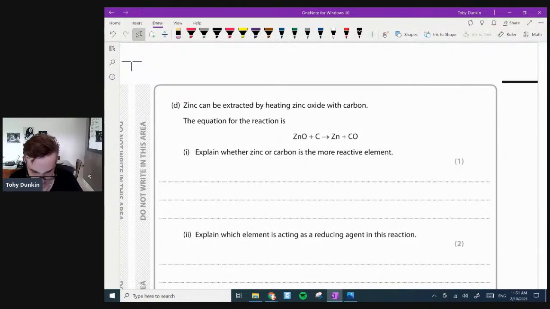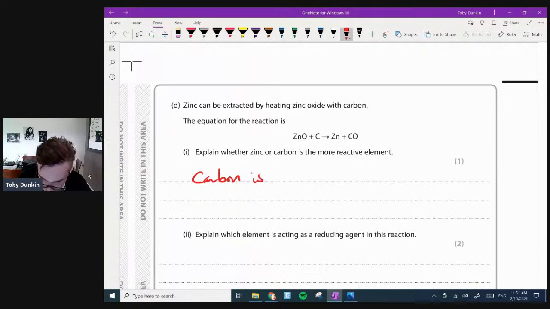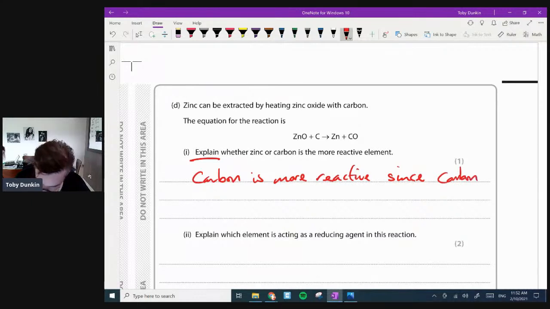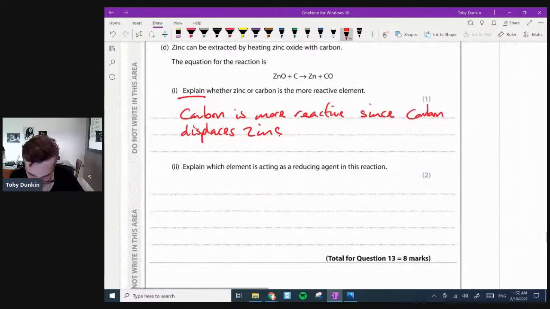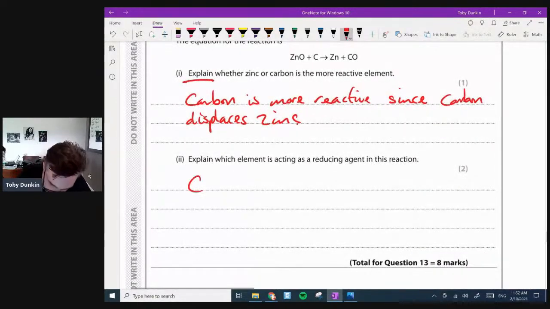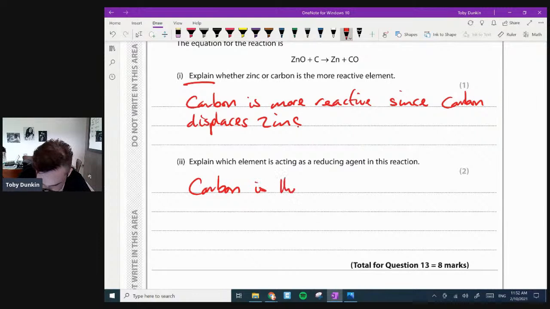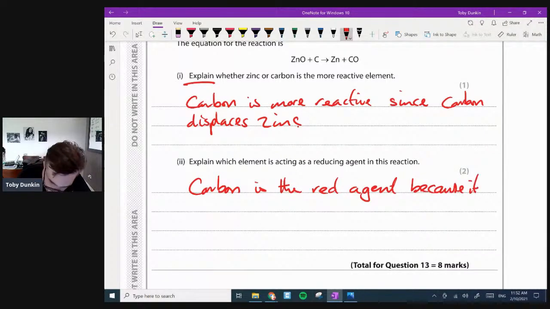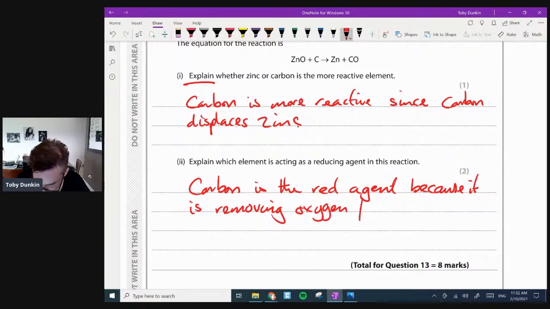Zinc can be extracted by heating zinc oxide. Explain why zinc or carbon is more reactive. Carbon is more reactive, 1 mark. Carbon is more reactive, but it says explain. More reactive since carbon displaces zinc. We're done. Next, explain which element is acting as a reducing agent. That's going to be carbon. Carbon is the reducing agent because it is removing oxygen from zinc oxide.